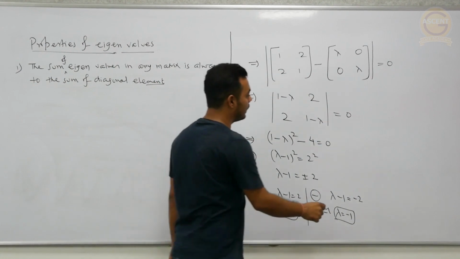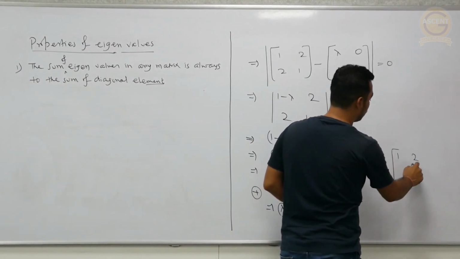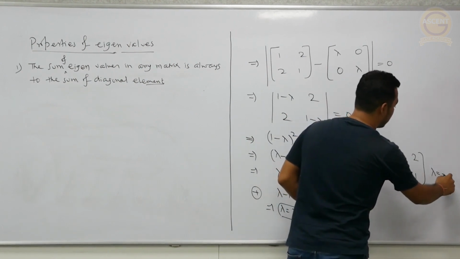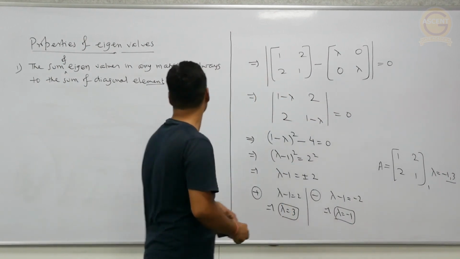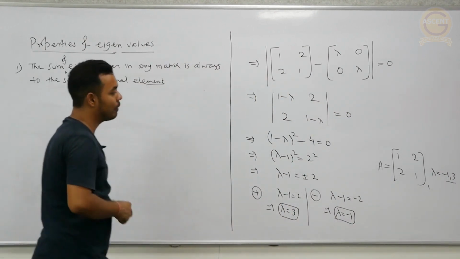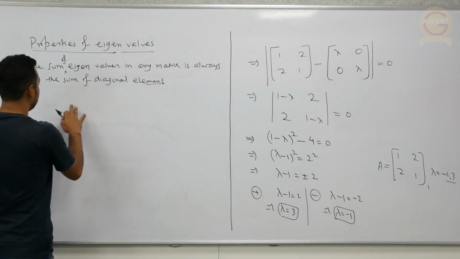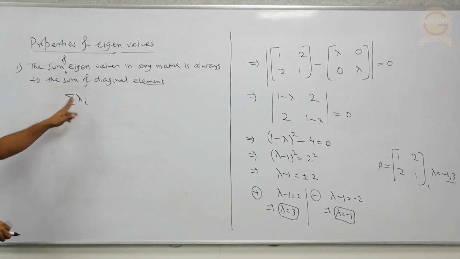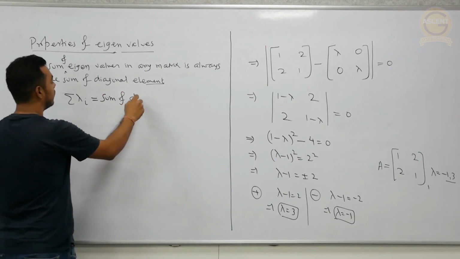Now let me write the example that we have just discussed here. The matrix that we had was 1 2 2 1, and the eigenvalues of this matrix were -1 and +3. These are the two eigenvalues, -1 and +3. Now the first property says that the sum of all the eigenvalues is equal to the sum of diagonal elements. We can write that in this manner: summation lambda i. This will mean the sum of all eigenvalues, lambda 1 plus lambda 2 and so on, and this will be equal to the sum of diagonal elements.